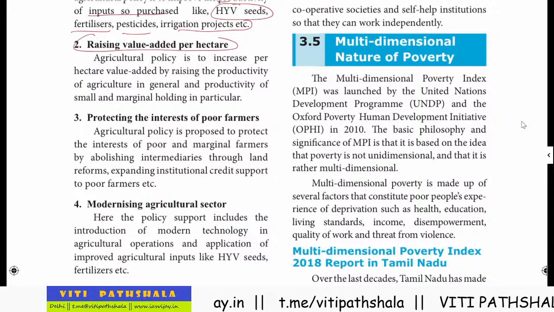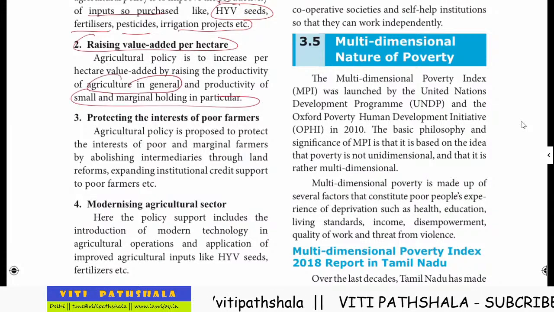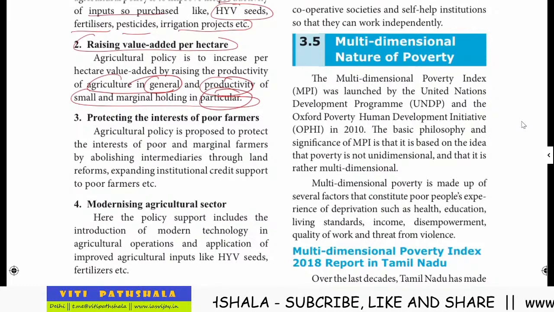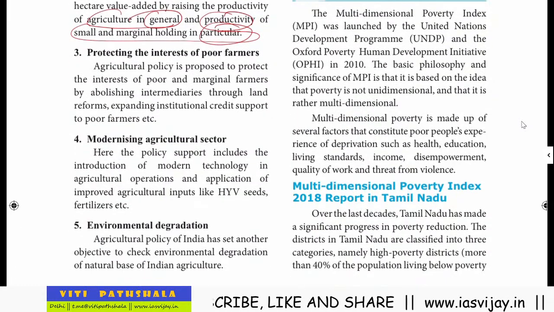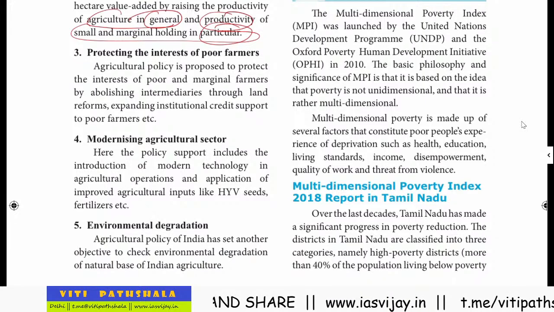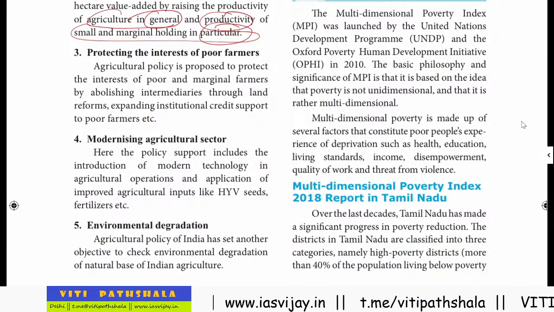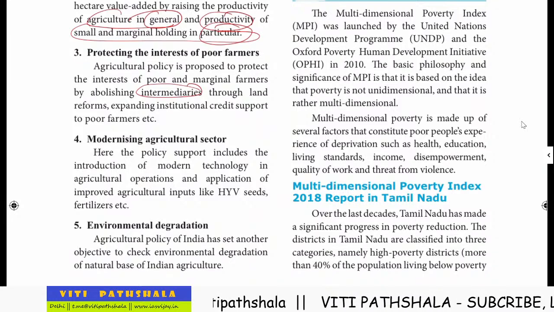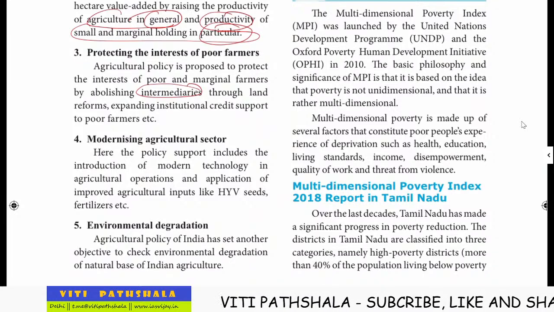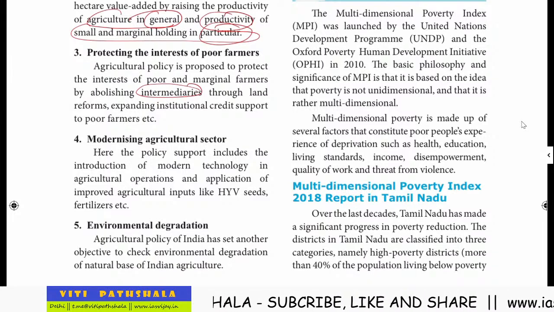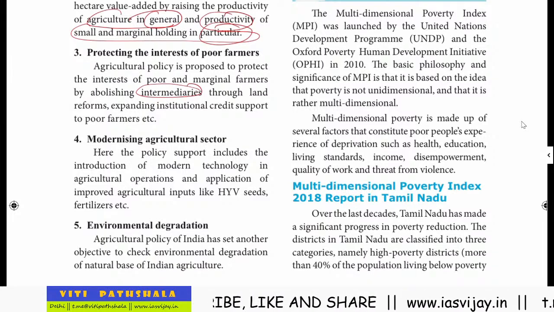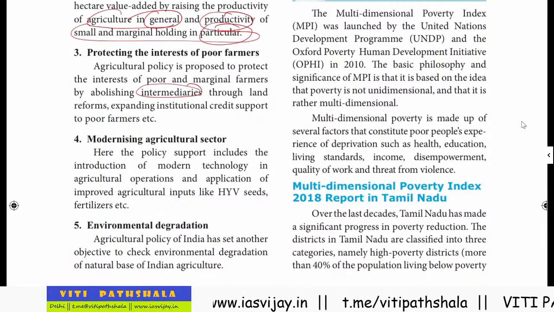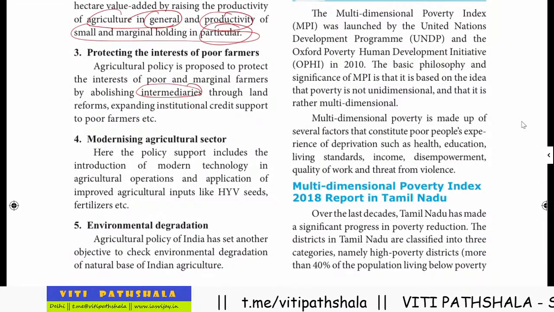Now the agriculture in general, remember that, and productivity in particular. Now, protecting the interest of the poor farmers. The agriculture policy is proposed to protect the interest of the poor and the marginal farmers by abolishing the intermediaries. Like the direct transfer of the benefits through the land reforms, expanding the institutional credit support to the poor farmers and the Kisan credit card, and other things you can mention here.